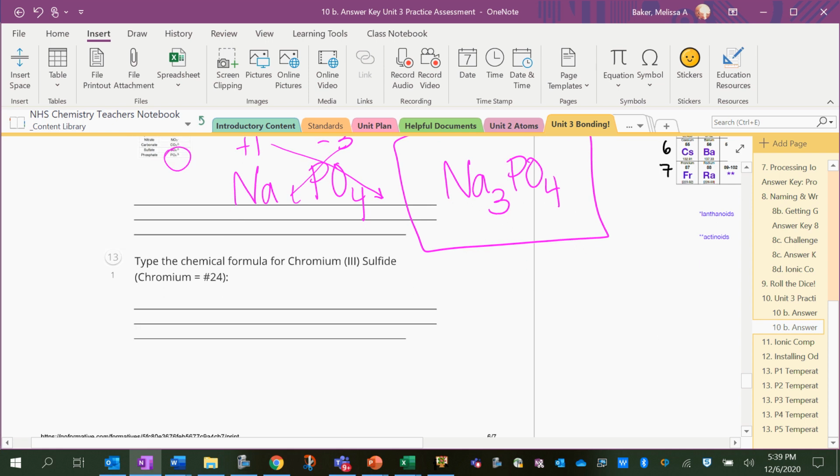And last but not least, this one says you've got chromium with a +3 charge, sulfide, which has a -2. So this would be Cr2S3.